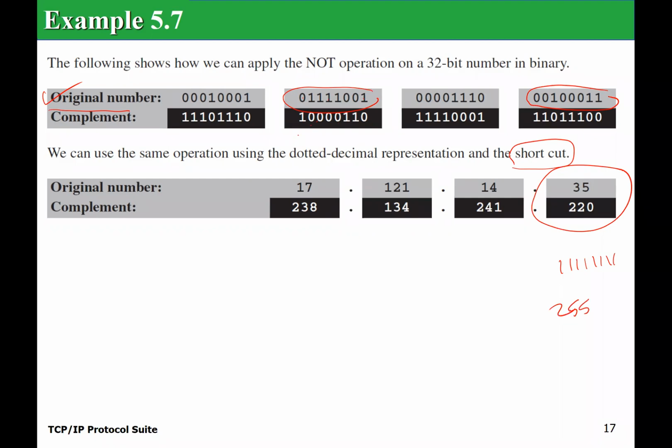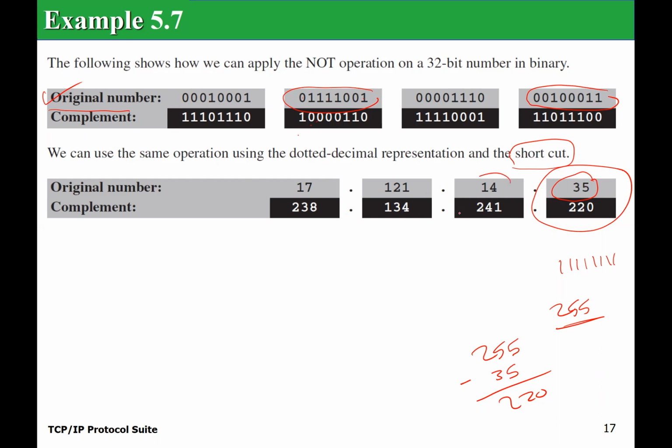All right, so 255. What is the number you added to this 35 to get 255? There are two ways. Either you can do 255 minus 35, which is equal to 220, or you say, okay, what is the number that if I add it to 35, the result will be 255? So it's up to you. You can think about it this way or this way.